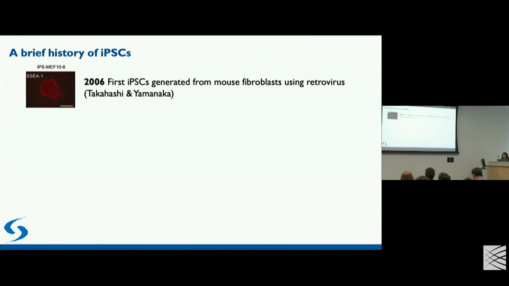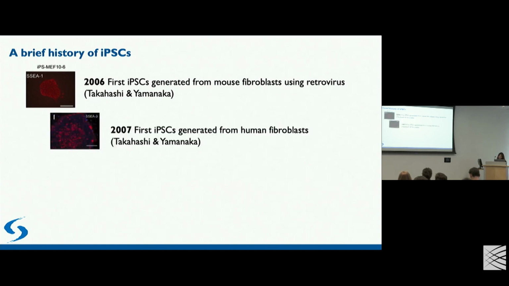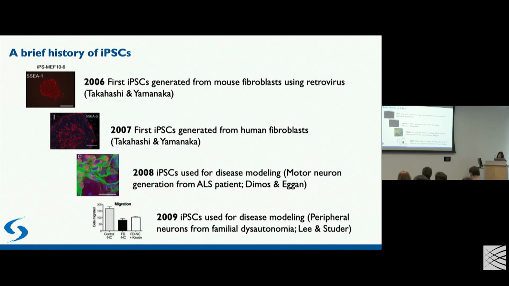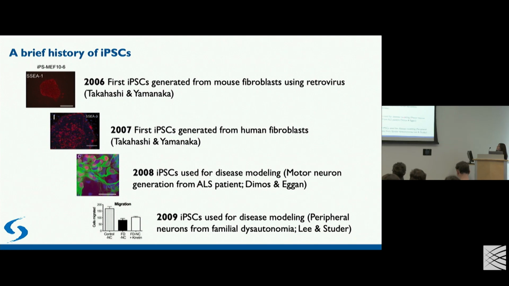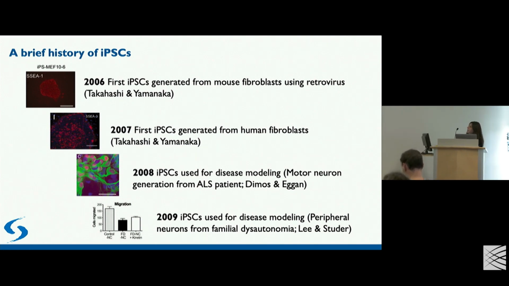The first induced pluripotent stem cells were generated from mouse fibroblasts using retrovirus in 2006 by Takahashi and Yamanaka, and then from human fibroblasts a year later by the same group. And then they were first used for disease modeling in 2008 and 2009 by the groups of Dimos and Egan and Lee and Studer.